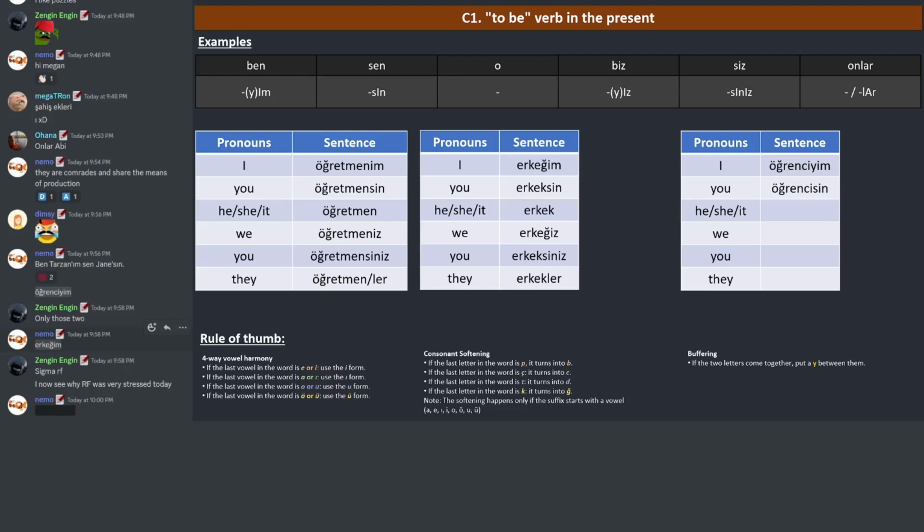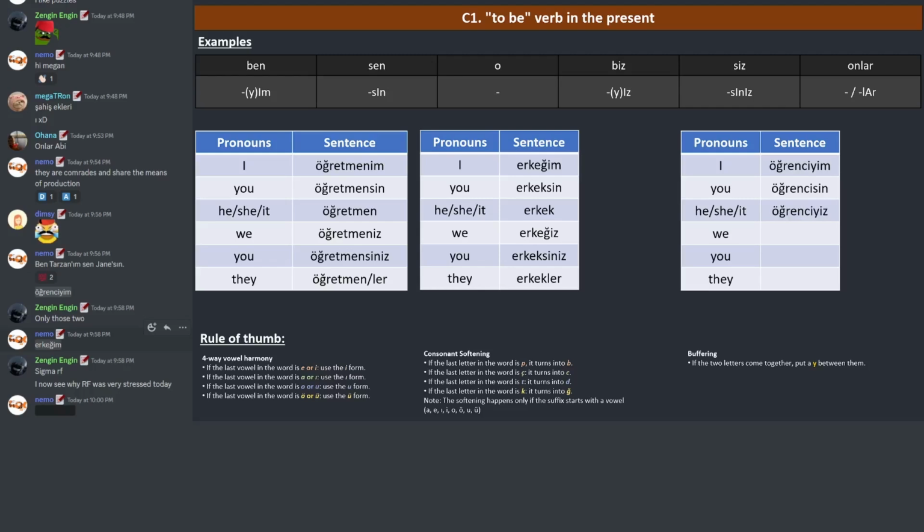Why? Because the buffer is only needed with two vowels. With the sin suffix, the s is already in the suffix. There's no E next to each other, so I don't need it. I don't need it always. I mostly need it with the first personals like I and we.